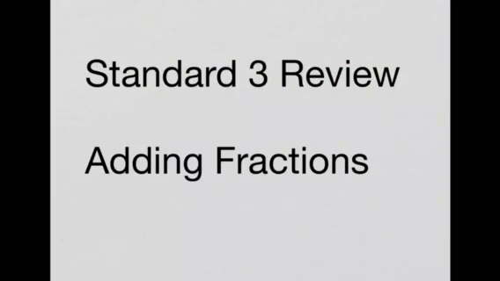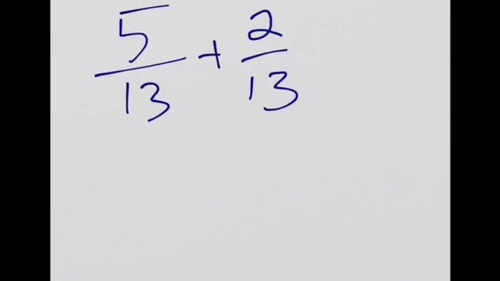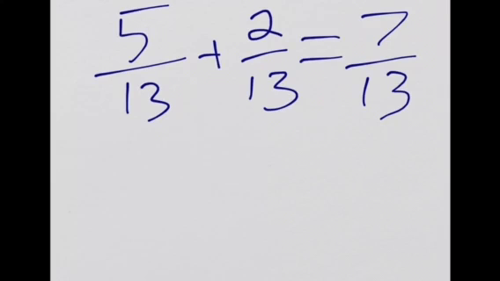The next concept for Standard 3 was adding fractions, and these are a little more complicated. The general idea behind adding fractions is that we have to have the same number on the bottom of the fraction. That's called the denominator of the fraction. When we do, for example, 5 over 13 plus 2 over 13, that allows us to add the top straight across. 5 plus 2 is 7. But we keep the bottom number the same. We don't combine those and get 26. The unit of 13ths stays the same.